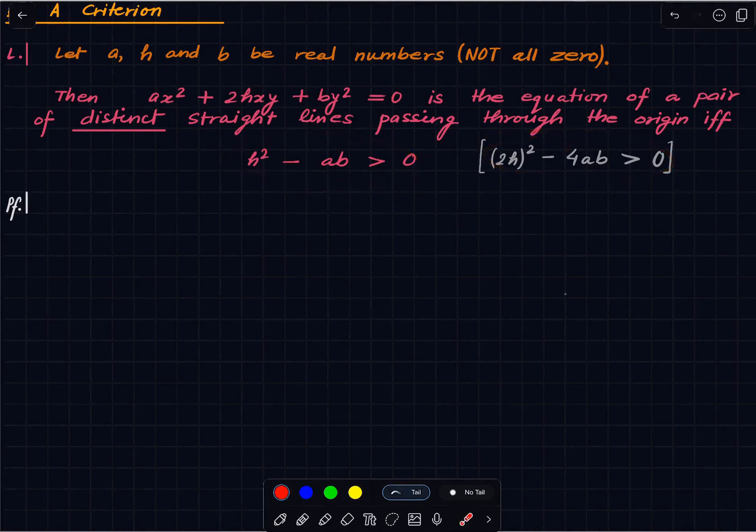So if this happens, then this is the equation of a pair of straight lines passing through the origin. And conversely, if this is the equation of a pair of straight lines passing through the origin, distinct straight lines, not just straight lines, but distinct straight lines passing through the origin, then this happens. So it's an if and only if statement.